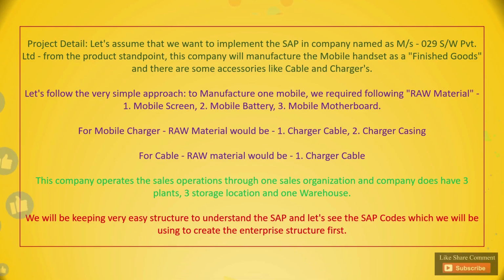Okay, now if I see from the operation standpoint, this company is going to use one sales organization, and this company has 3 plants, 3 storage locations and 1 warehouse. So the moment we receive the raw material from the supplier, we need to store that raw material in a storage location. Then we will do the manufacturing, and the moment we complete the manufacturing, again there will be a storage location, and from that storage location there will be a transportation of the goods to the warehouse.